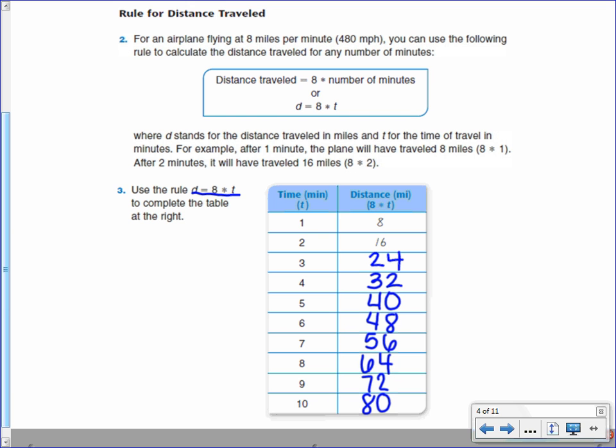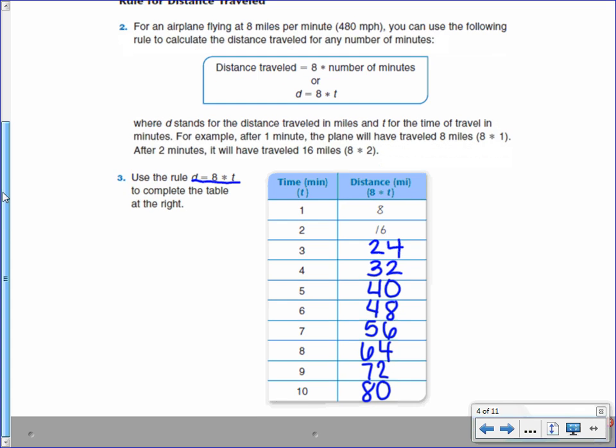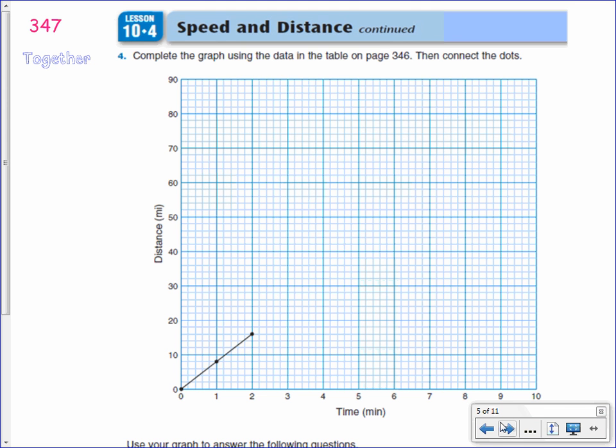Sounds like we're already done. Does your table look like mine? Yeah. 24, 32, 40, 48. They were all multiples of 8.